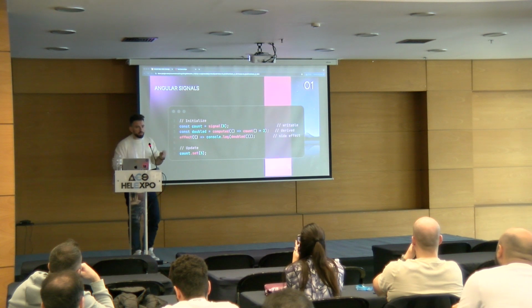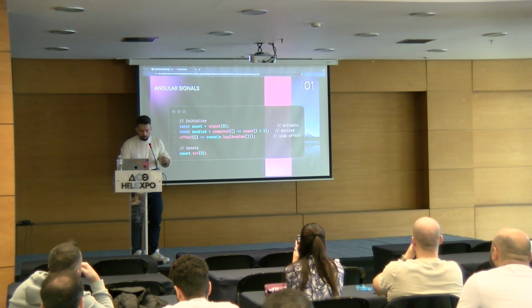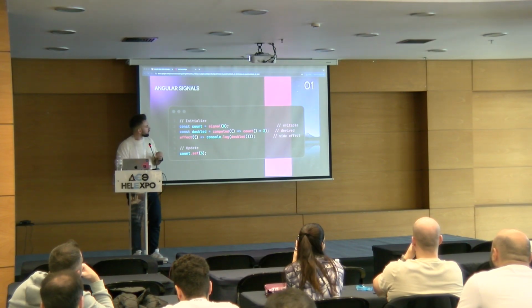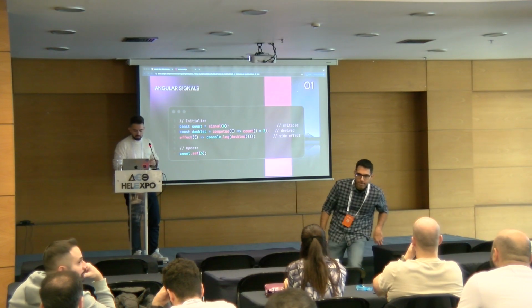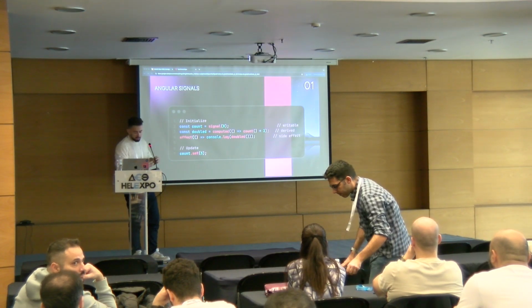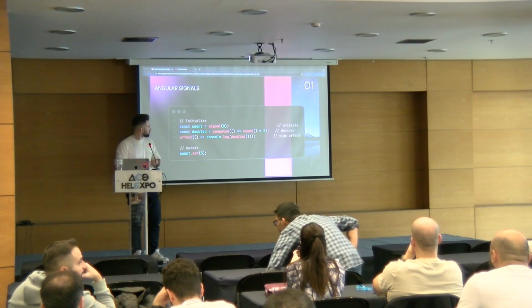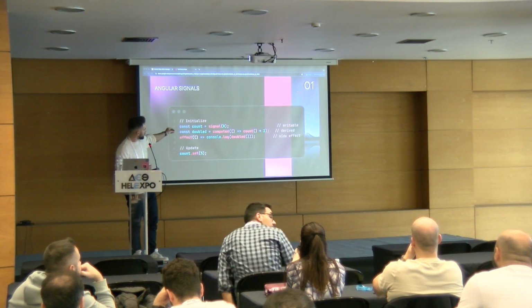In signals, we have three core building blocks. We have signal, which creates a writable reactive value. It's like a variable that broadcasts changes. Computed enables us to derive new values from existing signals, and it automatically recalculates when dependencies change. In this case, the dependency of the computed is the count signal.